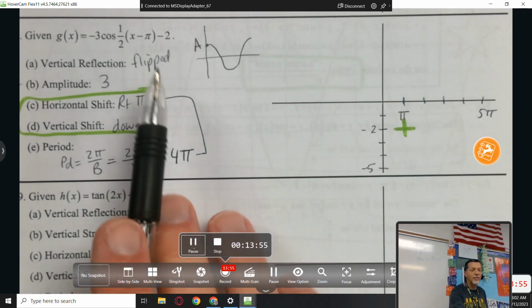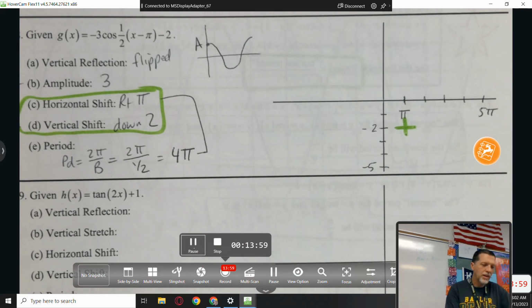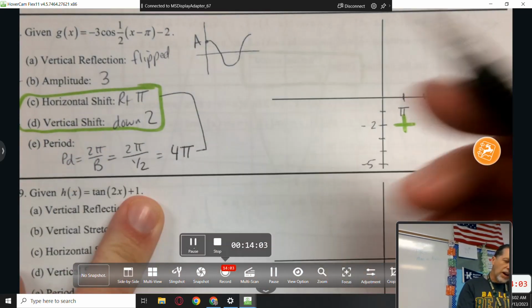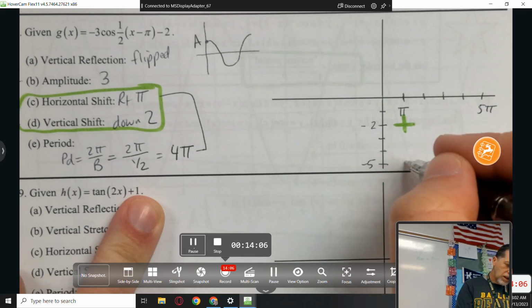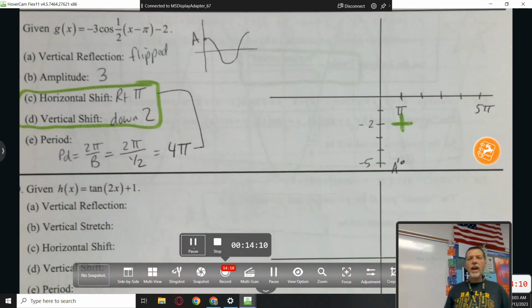Yeah, flipped is the key thing. So my used to be max is now a minimum. And my minimums are 3 down. 1, 2, 3. So there's my new point A.